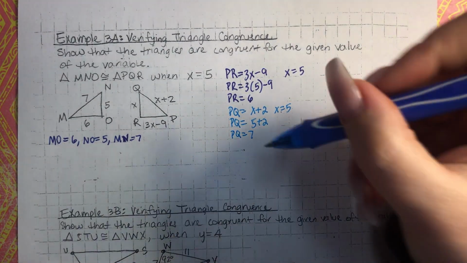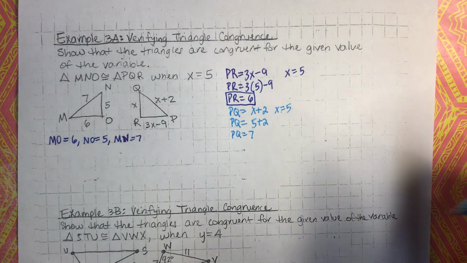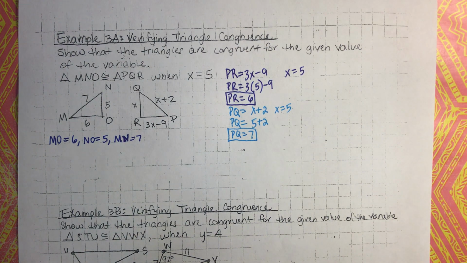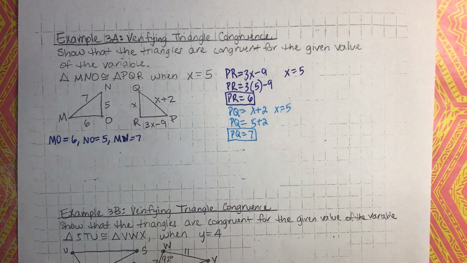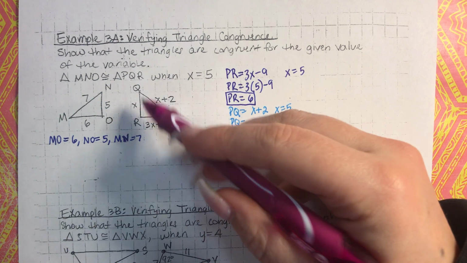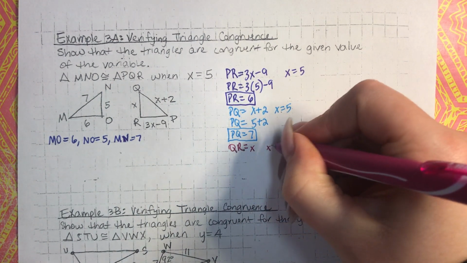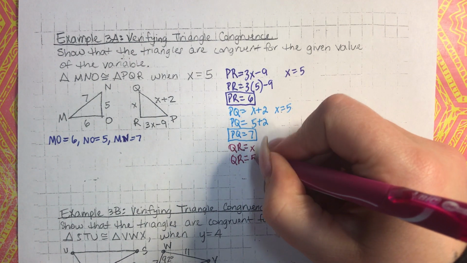So we have PR, and then we have PQ, and then we have QR. QR is equal to x, and x is equal to 5, so this one's pretty simple. QR is equal to 5.